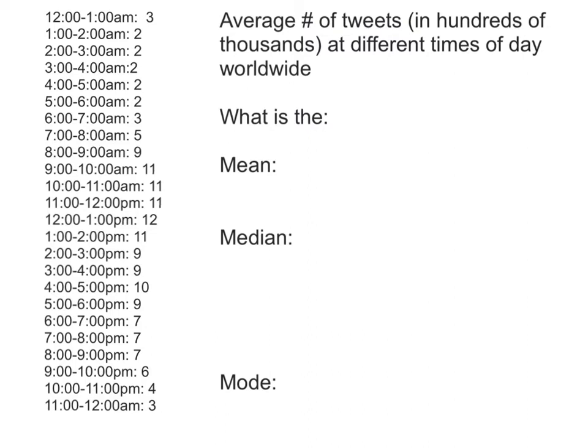So our job here is to find the mean, median, and mode of this data. Let's start with mean. Remember that the mean is the average, which means we're going to add up all of these values and then divide by the number of values that we added up. Since there are 24 hours in a day, we know we're going to divide by 24 when we're done with this adding of all the data.